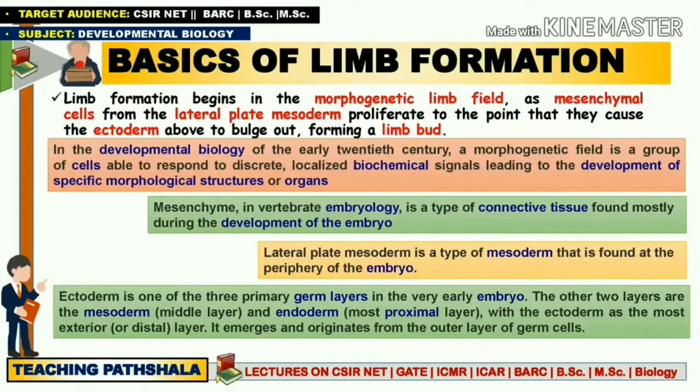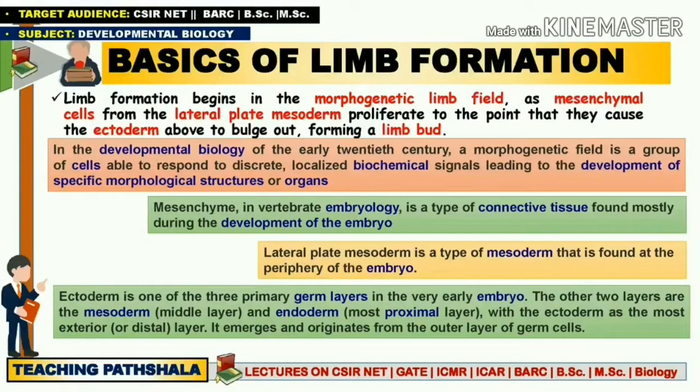In the green portion it has been mentioned, the mesenchyme in vertebrate embryology is a type of connective tissue found mostly during the development of an embryo. So now you know that the mesenchyme is a type of connective tissue and it has the capability to give rise to the limb formation. Okay, and this mesenchyme is coming from the lateral plate mesoderm.